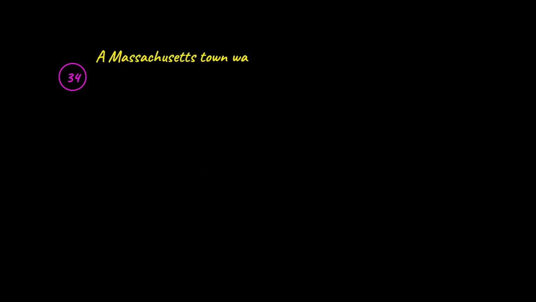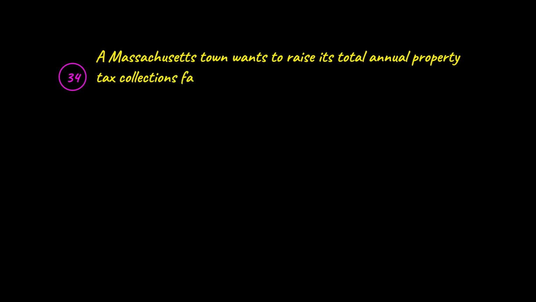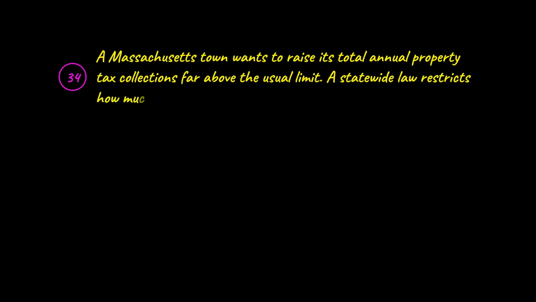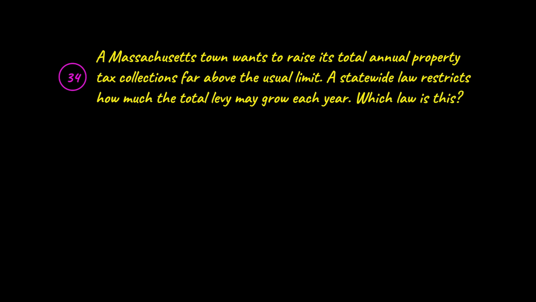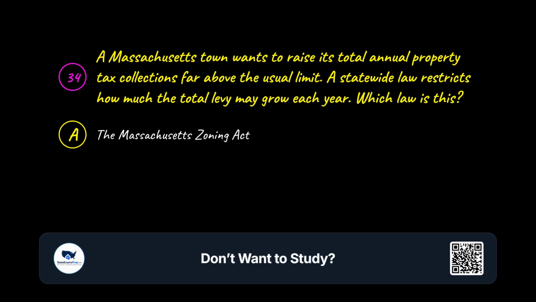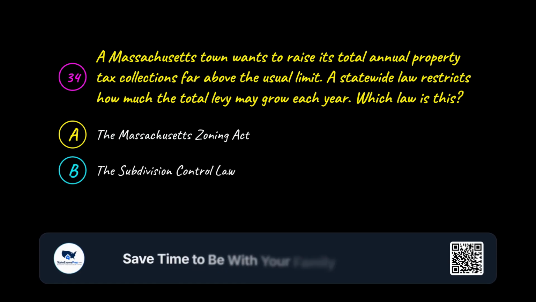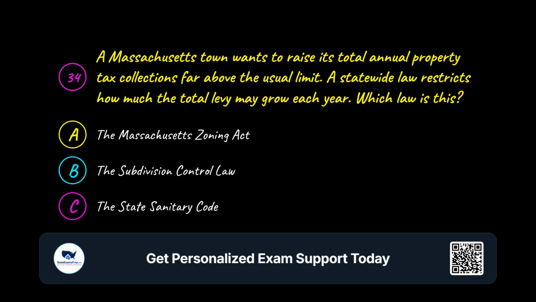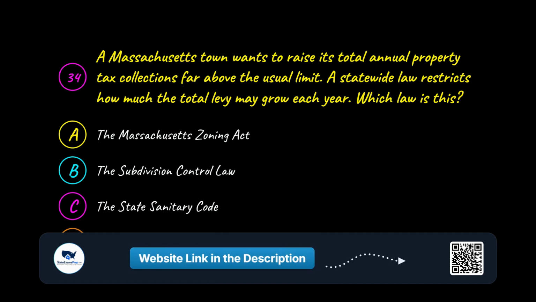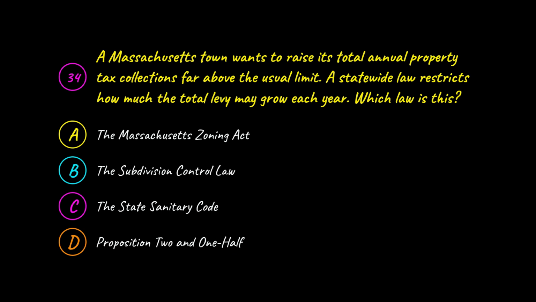Question 34. A Massachusetts town wants to raise its total annual property tax collections far above the usual limit. A statewide law restricts how much the total levy may grow each year. Which law is this? Your options are A, The Massachusetts Zoning Act, B, The Subdivision Control Law, C, The State Sanitary Code, D, Proposition 2 1/2. Take a second. Which answer would you pick?